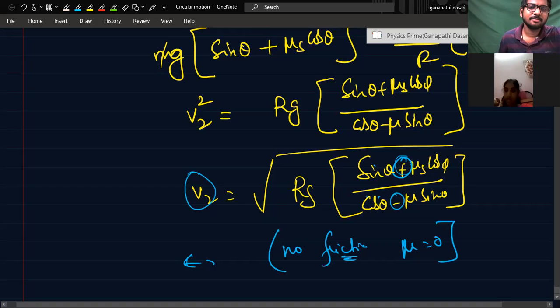Minimum value: root over Rg into tan theta, and tan theta means sin theta by cos theta. So in that case, sin theta minus mu cos theta by cos theta plus mu sin theta for minimum value. For maximum, ulta: sin theta plus mu cos theta, numerator should be the bigger, and cos theta minus mu sin theta. So it becomes easier.